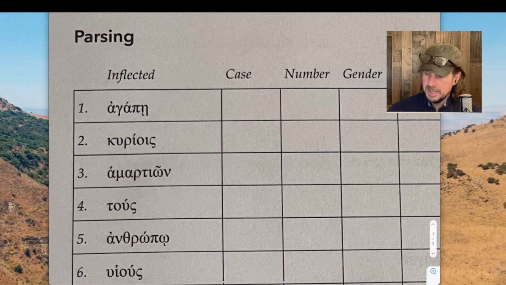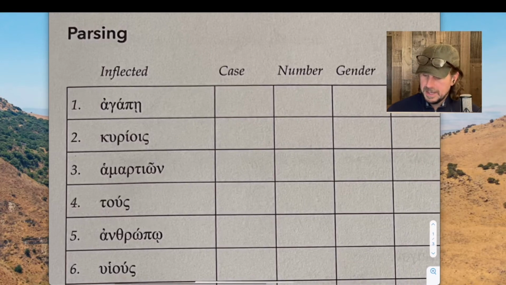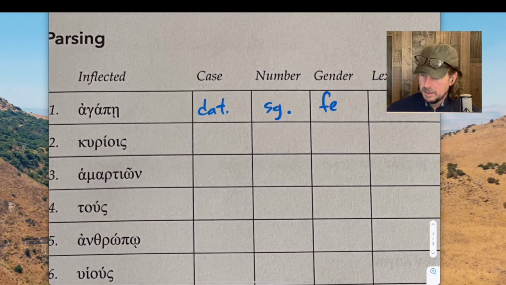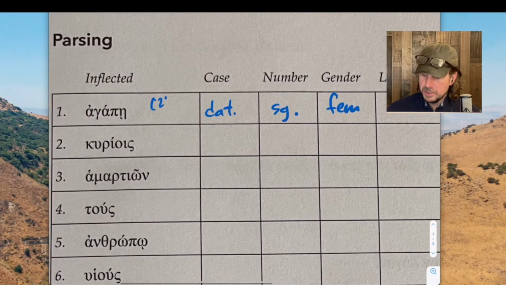And what we'll see if you look at your chart in your textbook, you'll see this is going to be dative, singular, and feminine. So this is a second, in other words, this is a second declension. Second declension now, or sorry, first declension. First declension noun.